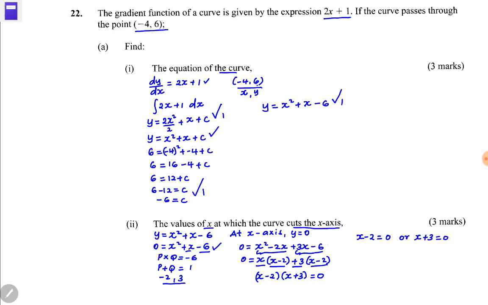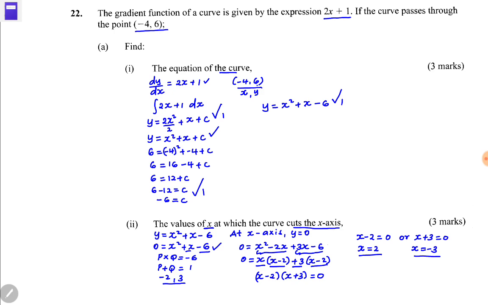This means that either x minus 2 is equal to 0 or x plus 3 is equal to 0. If x minus 2 is equal to 0, then it means that x is equal to 2. If x plus 3 is equal to 0, then it means that x is equal to negative 3. So the values of x at which the curve cuts the x-axis are x is equal to 2 and x is equal to negative 3.